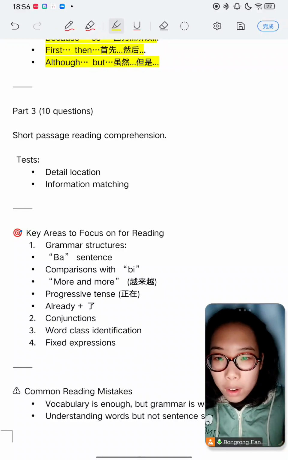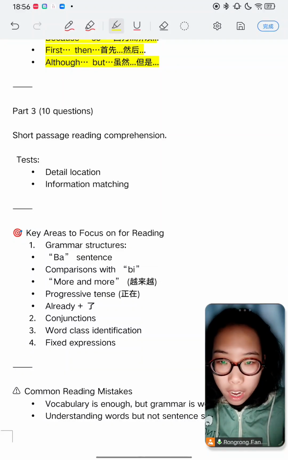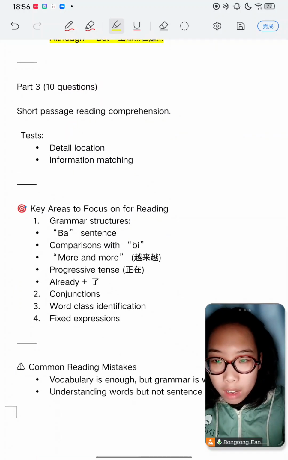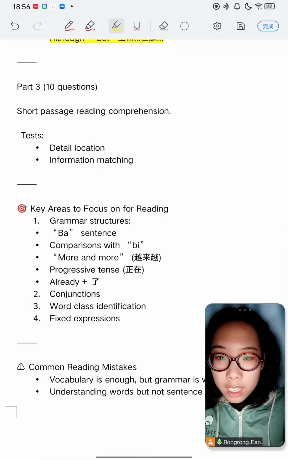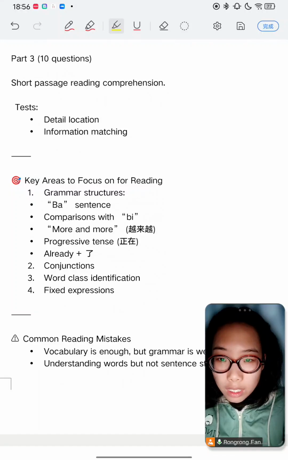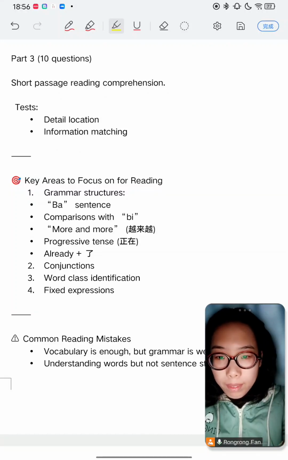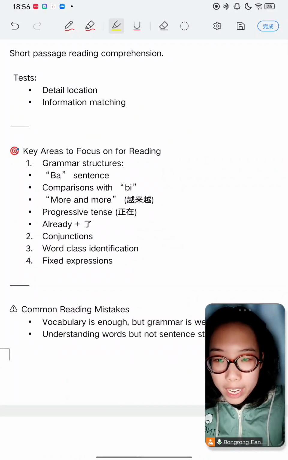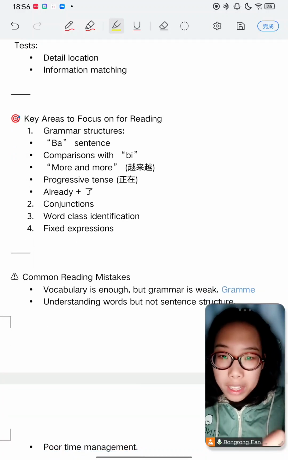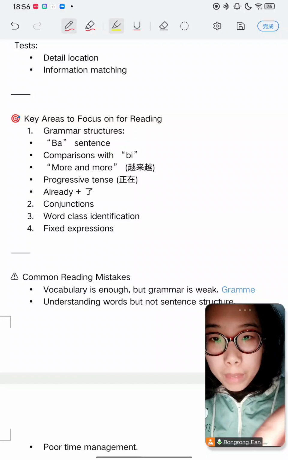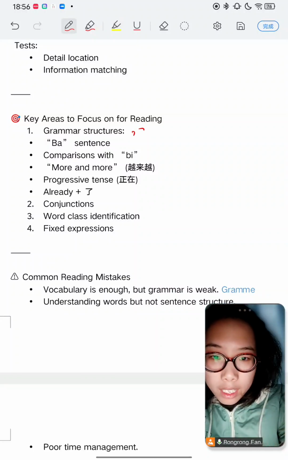You also have 10 questions, and this one is short passage reading comprehension. For this part, it tests your detail location and information matching. Okay, for the reading, I think there are some key areas to focus on. The first of all is the grammar structures. The ba sentence. Okay, what's that? Ba sentence.